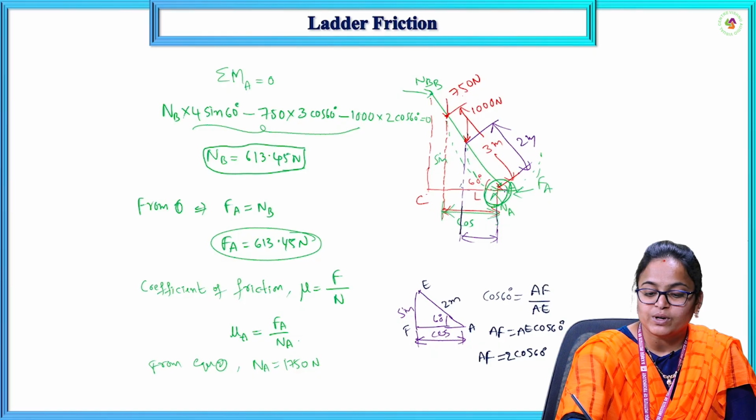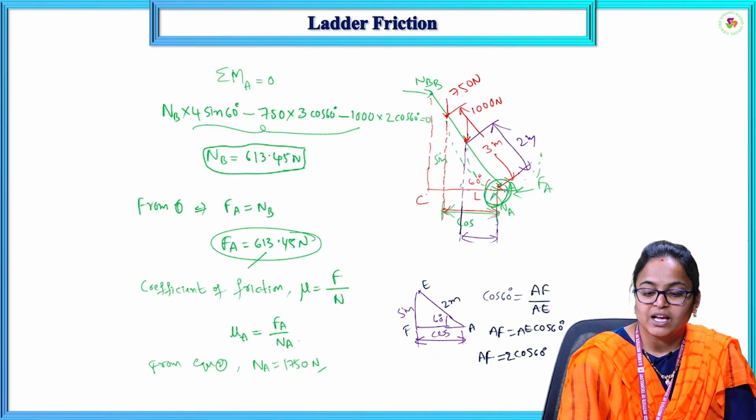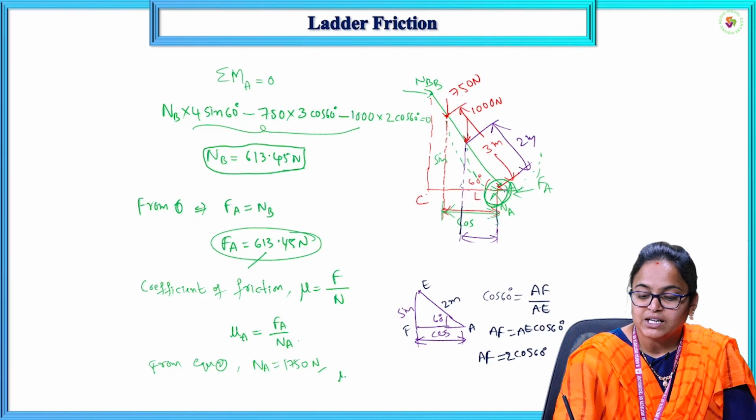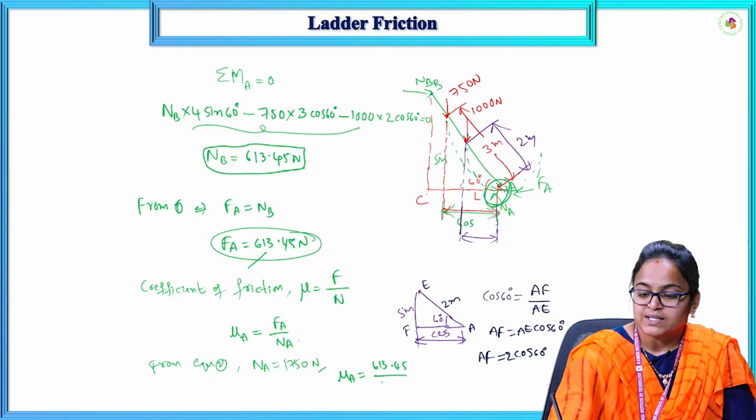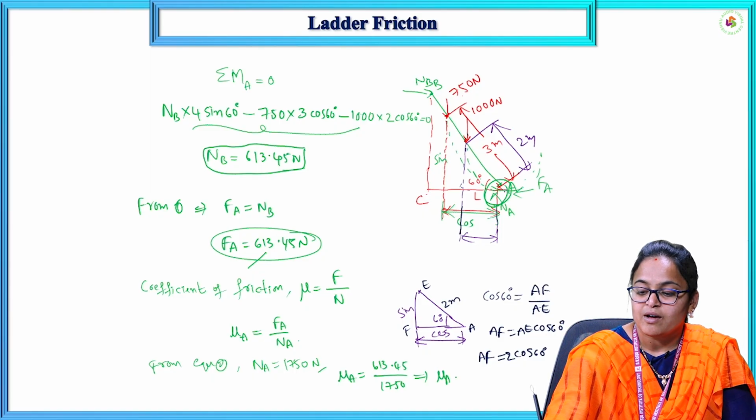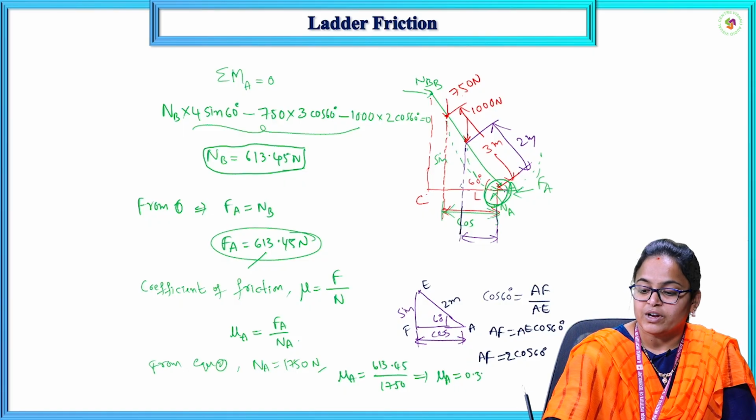Now by substituting FA and NA in the coefficient of friction definition, we will get mu A is equal to 613.45 by 1750. We will get the coefficient of friction between the ladder and the floor, that is 0.35.